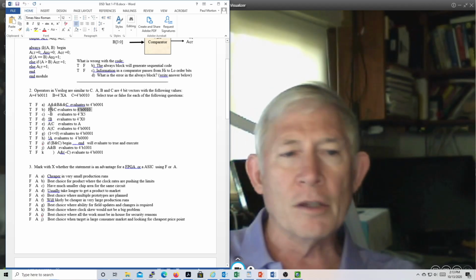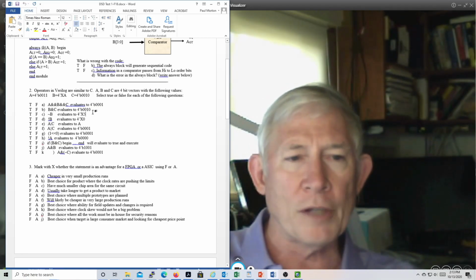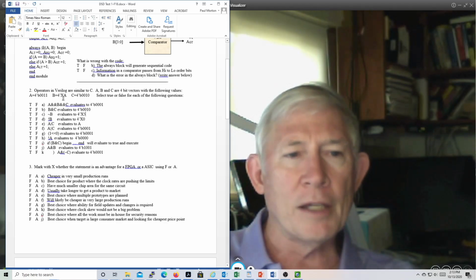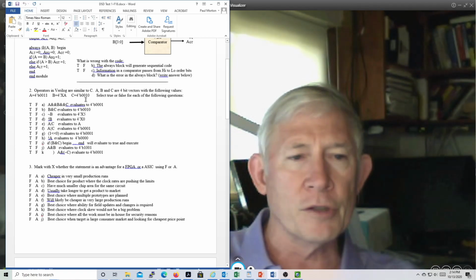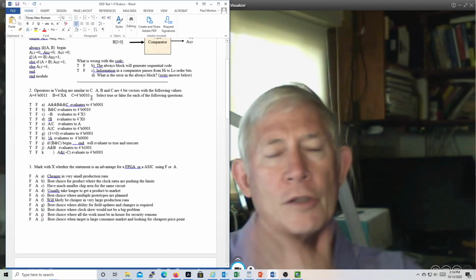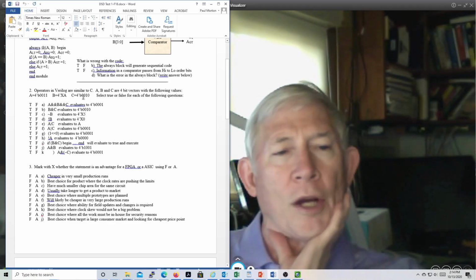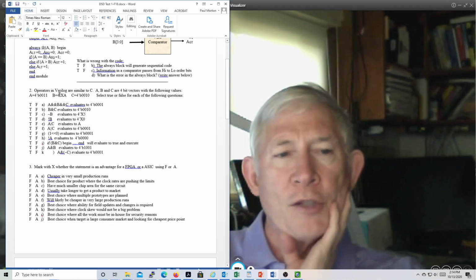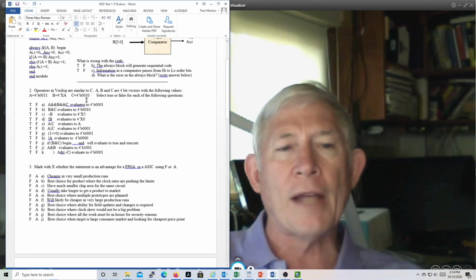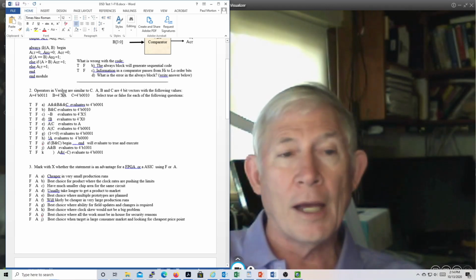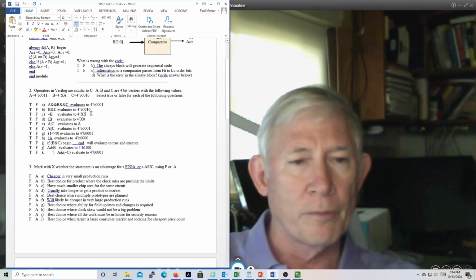Next, B bitwise ANDed with C evaluates to 0010. Okay, let's look. So B is 1010 and C is 0010. So the first one, the 1, doesn't overlap with the 0 in C when you do it bitwise. So that's 1 ANDed with 0, that's 0. 0 ANDed with 0, that's 0. 1 ANDed with 1, that's 1. And 0 ANDed with 0, that's 0. So it's obviously going to evaluate to 0010.